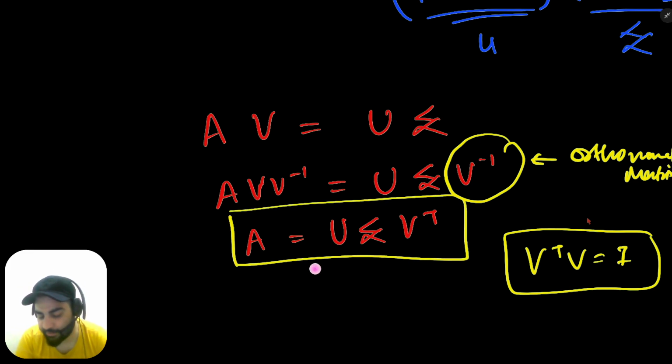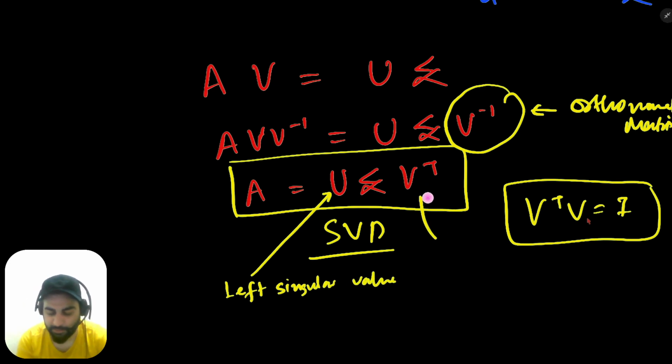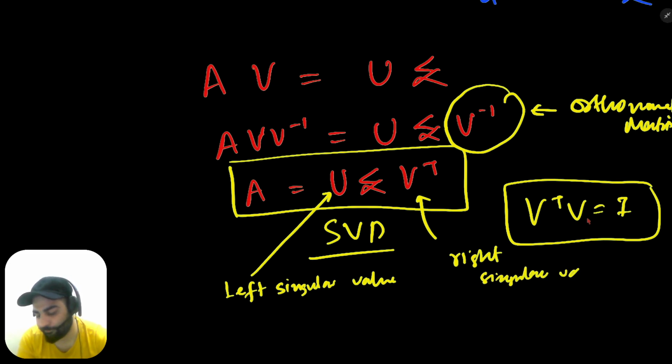This here is SVD. So here we call this the matrix which contains the left singular vectors, and here this contains the right singular vectors. Okay, and here this is the matrix of singular values.